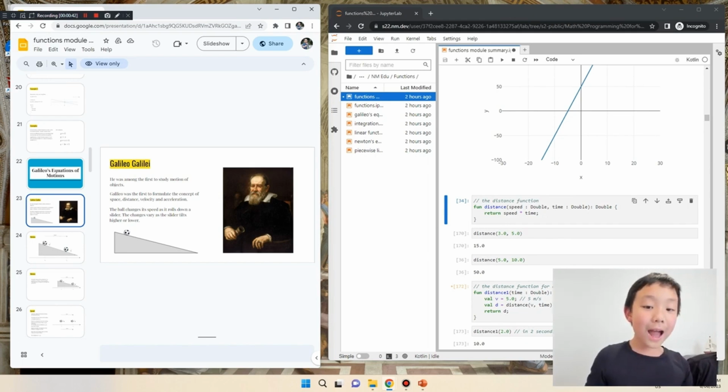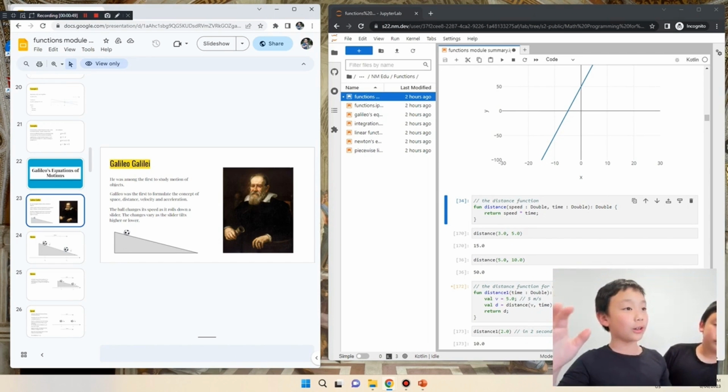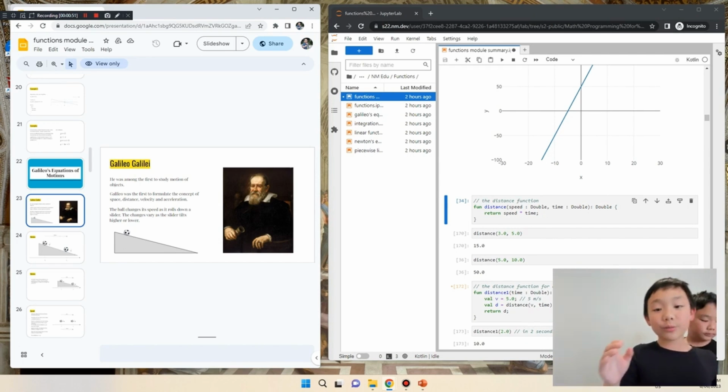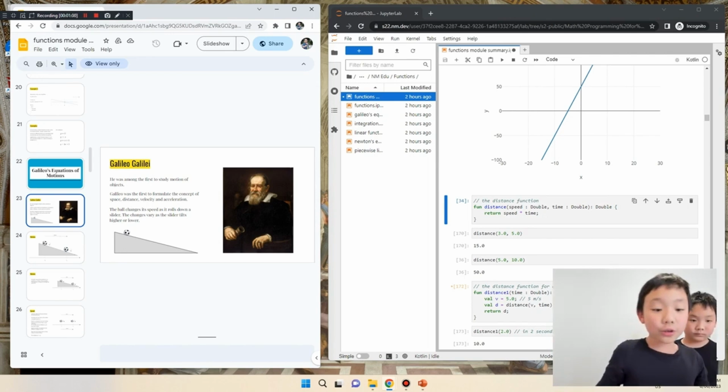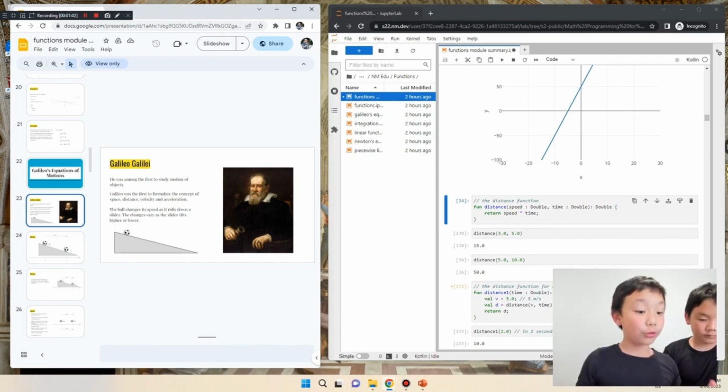Galileo actually discovered that a feather has the same fall rate as a rock. The reason why a feather falls slower is because of air friction. The rock bursts through the air while the feather floats on it. So that's why the feather falls slower than the rock.